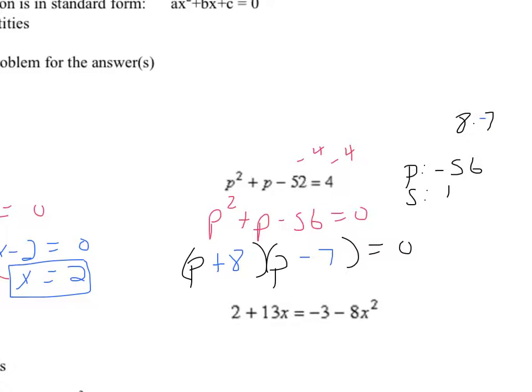And I can set each one of these equal to 0 and solve to find out what would make each one 0, but I know that if I plug in a negative 8 right here for p, I will get 0. If I plug in a positive 7 right here for p, I will get 0. So these two are considered the solutions to that quadratic.